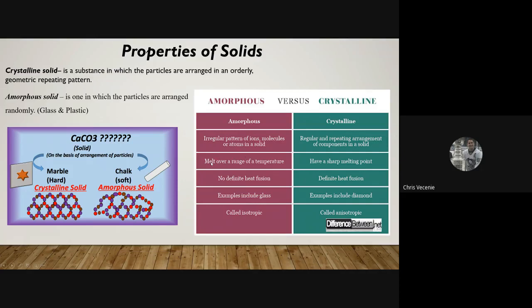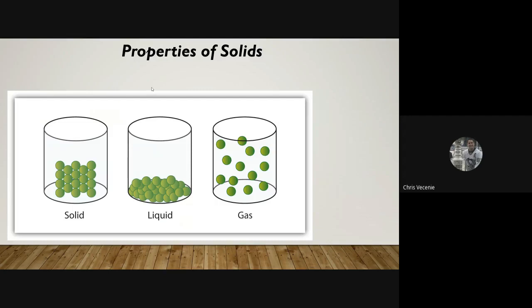Amorphous solids don't have one melting temp. They have a range of melting temps, right? They're called isotropic. Crystallines are called anisotropic. But whether you're amorphous or you're crystalline, you possess certain characteristics that are similar between all solids. First of which, we said, was definite shape and volume.